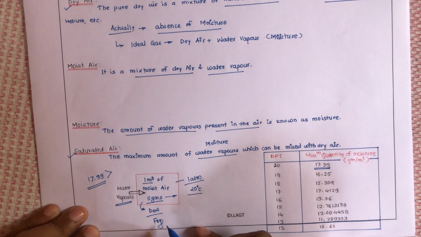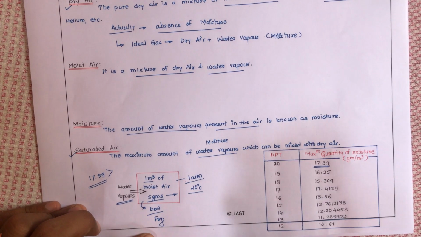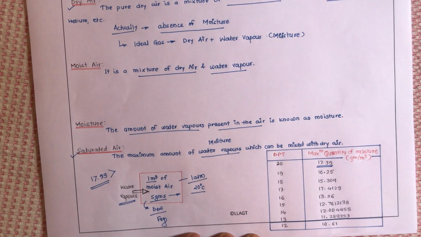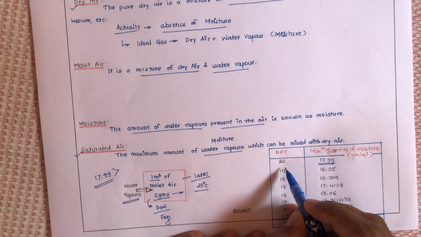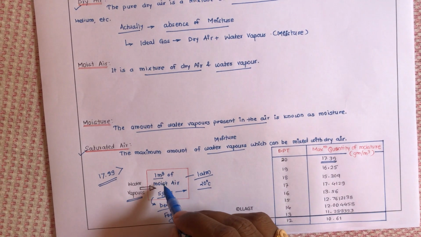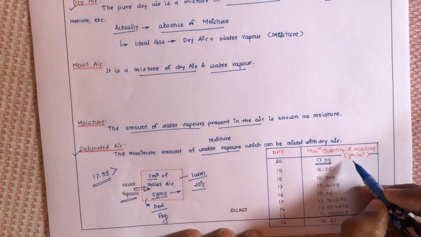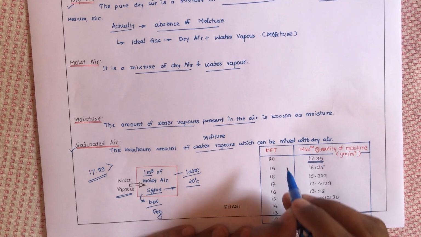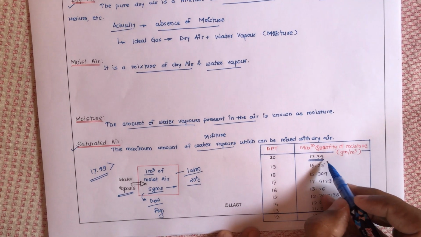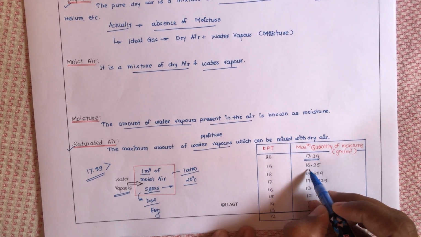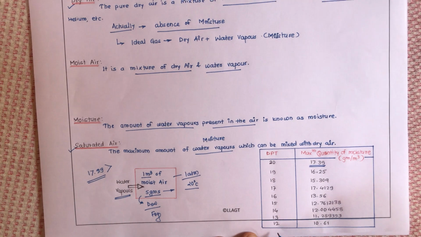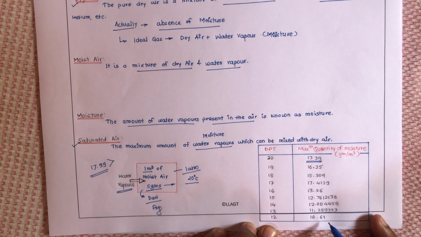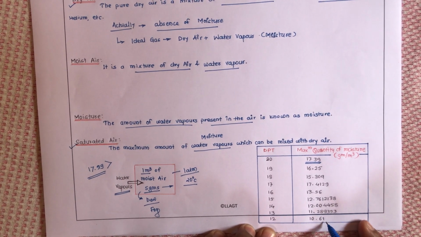Now you might have understood why there is much more fog in the winter season. Here we have prepared a table which shows, at each temperature, how many grams of water vapors can be added in 1 meter cube of that room or compartment. For 20 degrees Celsius it is 17.39, similarly for 19 it is 16.25, up to 12 degrees Celsius, where the maximum quantity of moisture to be added is 10.69.